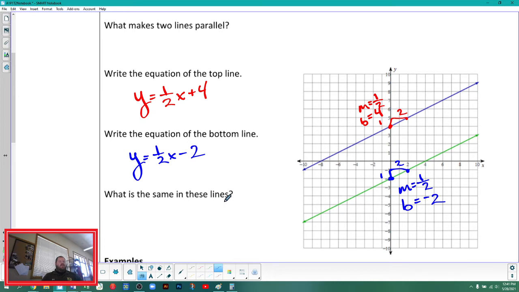And then for the final question, I wish I would have asked, what is the same in these equations? Equation-wise, what's the same? It's the 1/2 x. More formally, we'd say the slopes are the same. The slopes are equal.